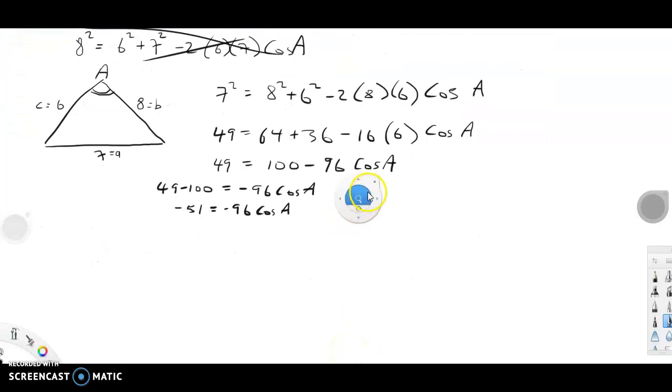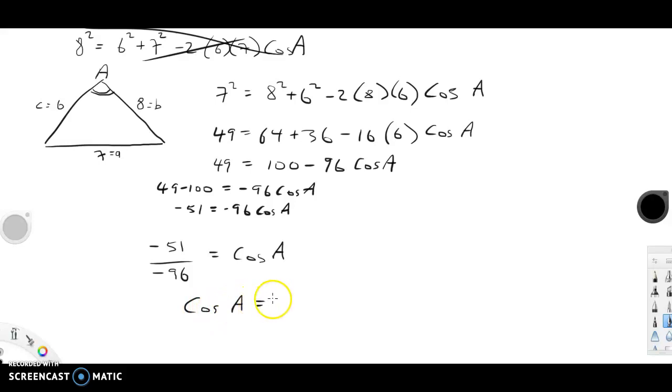Right. So now we're going to divide both sides by minus 96. So I'll have minus 51 over minus 96 equals cos A. And minus divided by minus gives us a plus. So switching them around just to be handy about it, cos A equals 51 over 96. So A equals cos inverse 51 over 96.